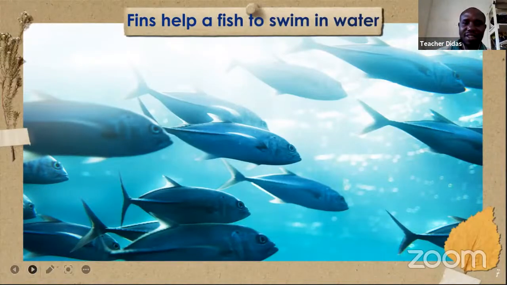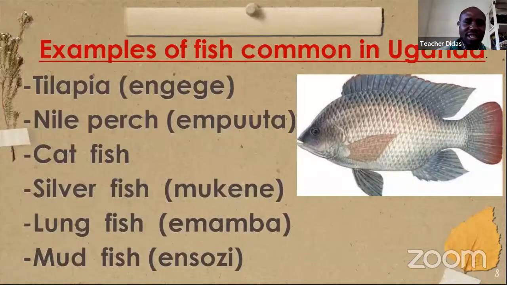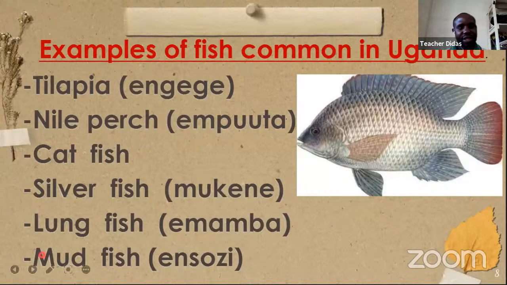Let's go. So I've given some examples here. We have said Tilapia is Engege, Nilo Patch is Mputa. We have got catfish. Catfish is what in Uganda? We have got silverfish, mukene. We have got lungfish, which is called the mamba. And we have gotten mudfish, which is called ensonzi. Another one said it can be called insimachi. Then someone said, there is a mare. I think that's the catfish.